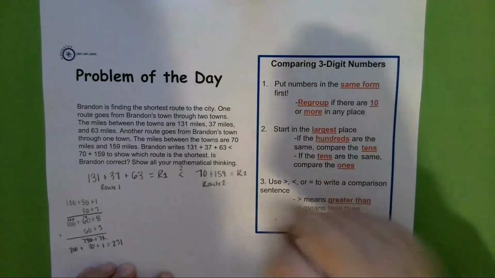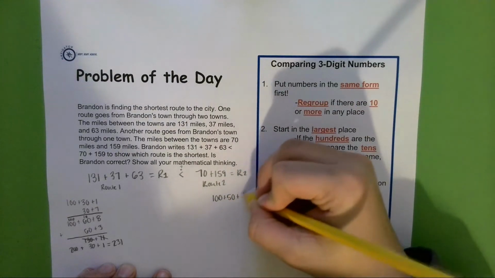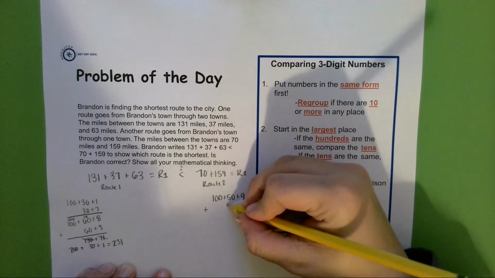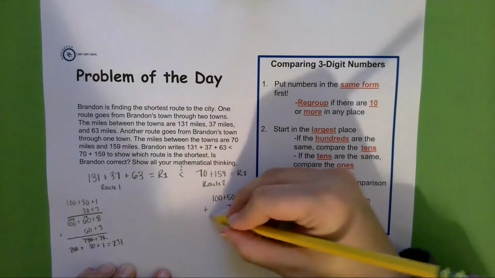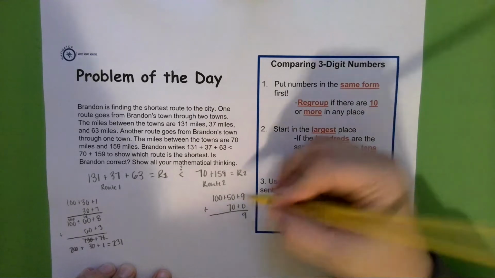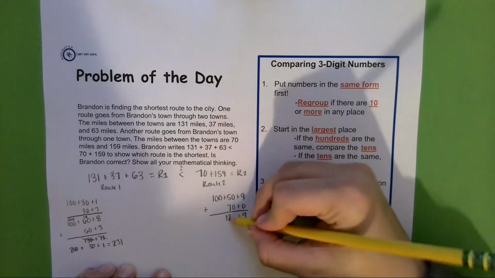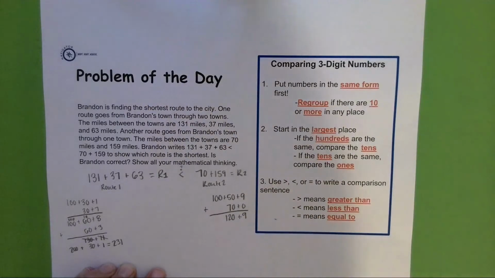Let's do it using expanded notation. We have 159 plus 70. 9 plus 0 is? Right, 9. And 50 plus 70 is? Right, 120. What do we need to do and how can we show it?